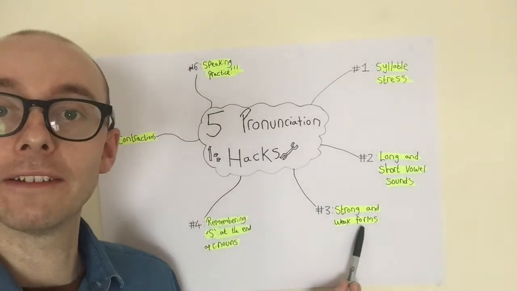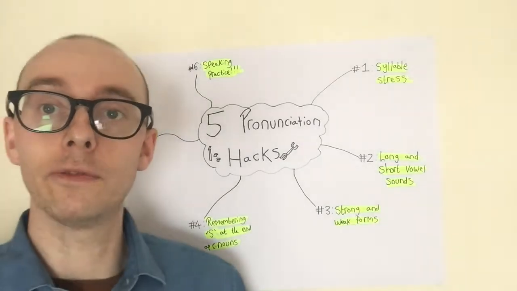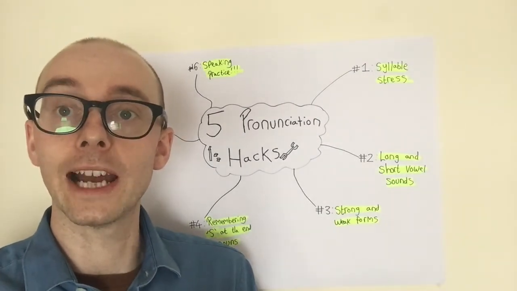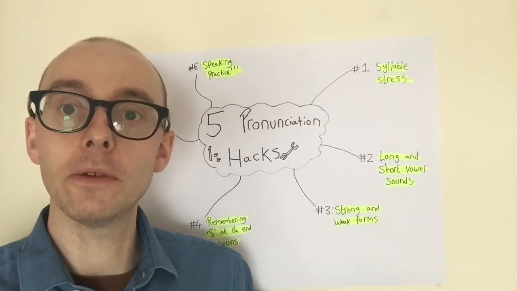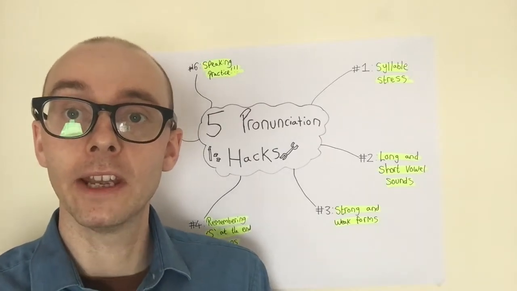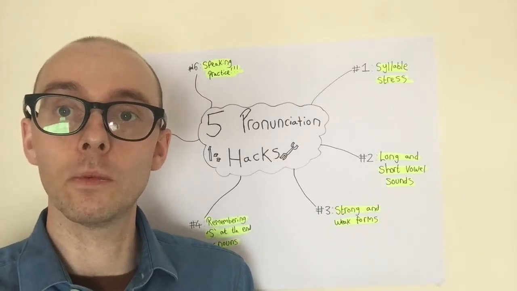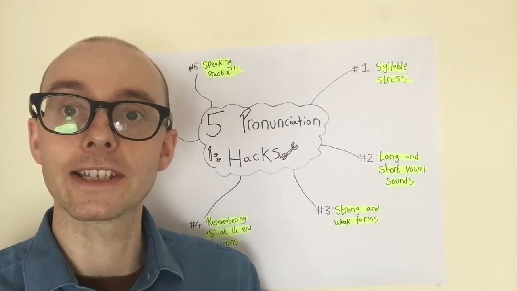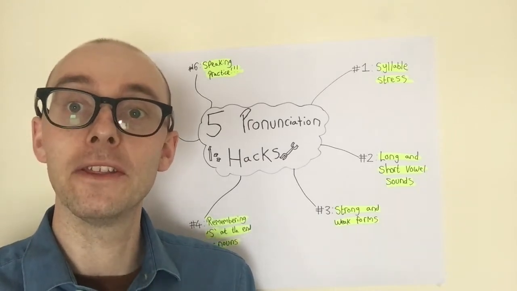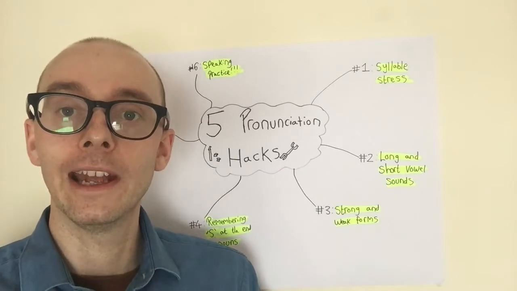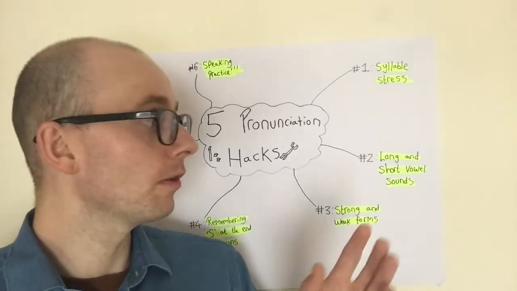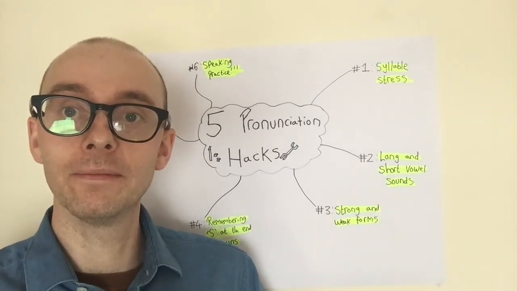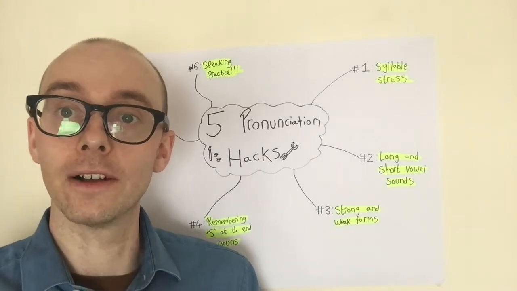Now, the third point we have down here is strong and weak forms. So in English, we have certain words that will have strong forms and weak forms. Let me share with you a few examples so you know what I mean. One of the most common examples is the word "the." But you've probably also heard native speakers pronounce it differently as well. This is a prime example of a weak and a strong form.